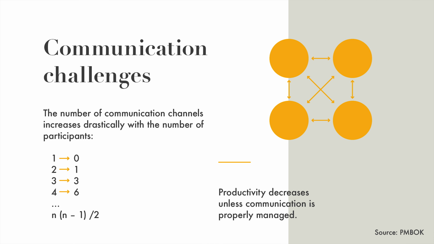So if we have one single person in the project, we have no communication channels. If we have two, there is one channel. If we have three, there are three channels, and so on. When n increases, there's a risk that productivity also decreases unless we are able to manage this number of communication challenges.